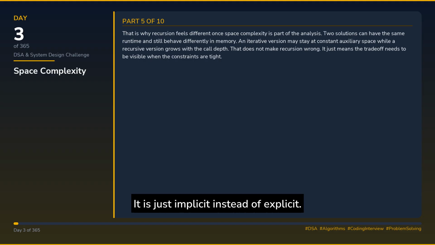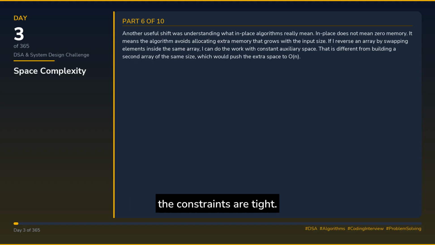That is why recursion feels different once space complexity is part of the analysis. Two solutions can have the same runtime and still behave differently in memory. An iterative version may stay at constant auxiliary space, while a recursive version grows with the call depth. That does not make recursion wrong. It just means the trade-off needs to be visible when the constraints are tight.